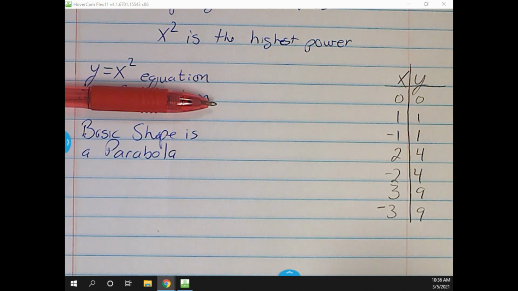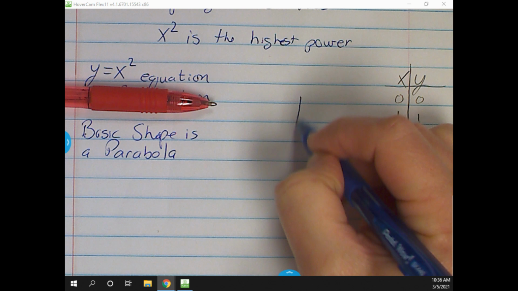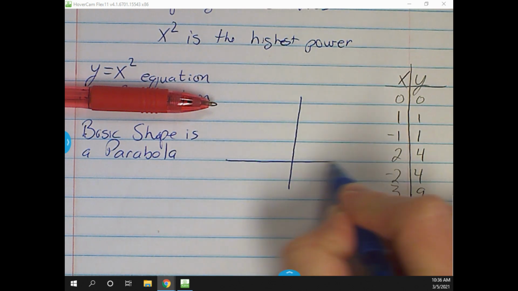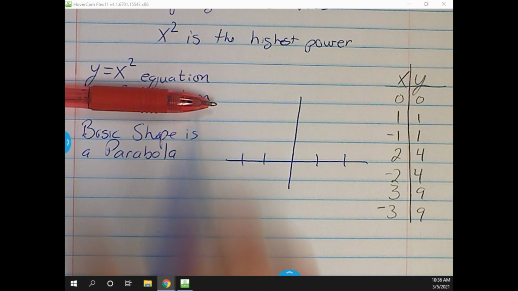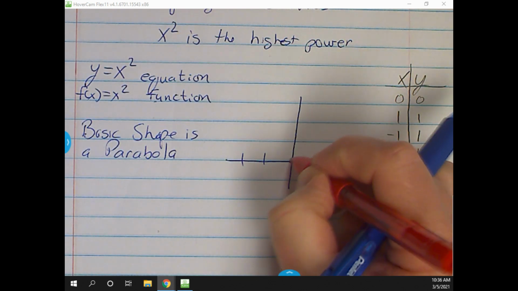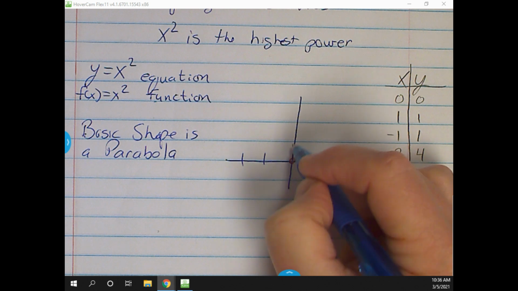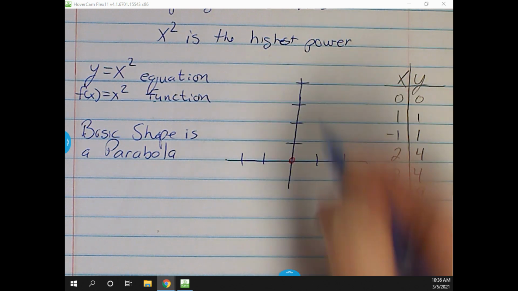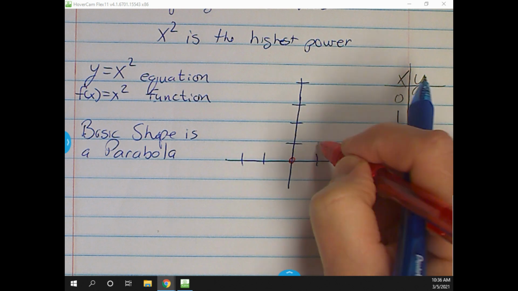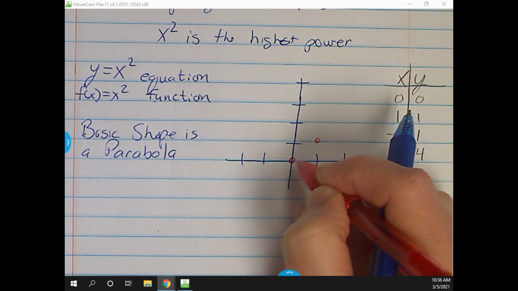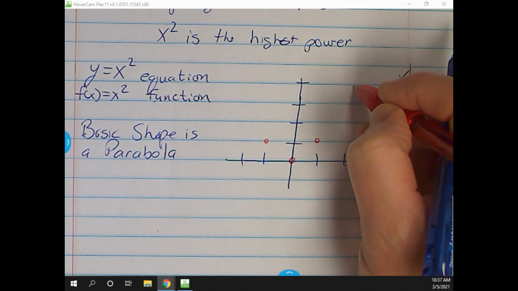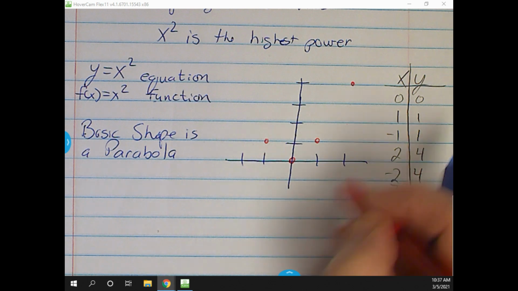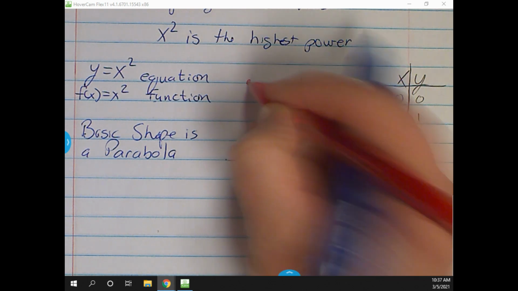If we graph this one, we're not going to do the 3s because that gets a little too far off the graph for what we're doing. So we're just going to graph these first 5 points we have here. If we graph 0, 0, that would put us here. If we graph 1, 1, that would put us here. If we graph -1, 1, that would put us here. If we graph 2, 4, going 1, 2, 3, 4, it would put us up here. If we graph -2, 4, going 1, 2, 3, 4, that would put us over here.